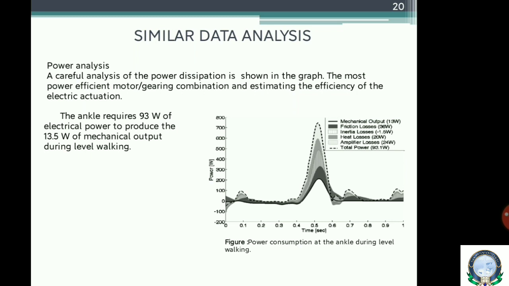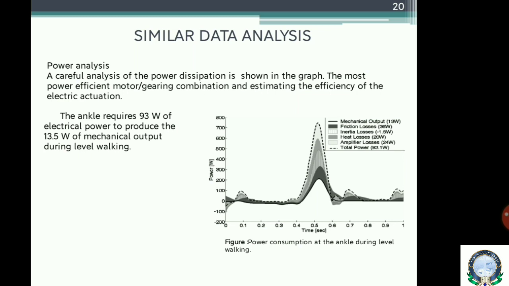So we have gone through a lot of different papers, and the data represented on this page is similar data that we got from the papers that we have studied and is also similar to our project's data. The graph given below in this slide is a careful analysis of the power dissipation in the exoskeleton. We found out that the ankle requires 93 watt of electrical power to produce 13.5 watt of mechanical output during walking.